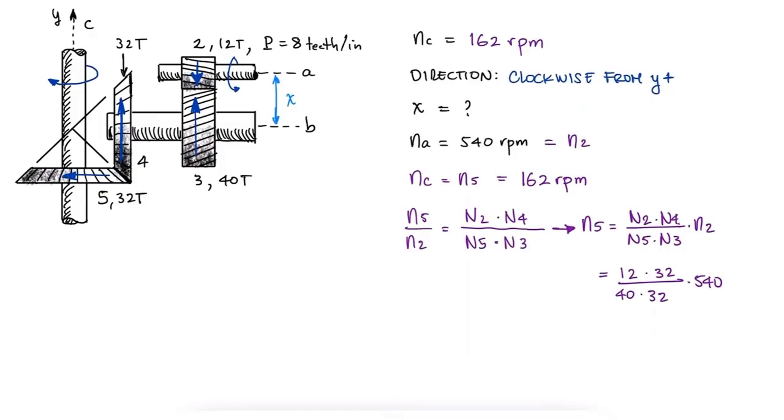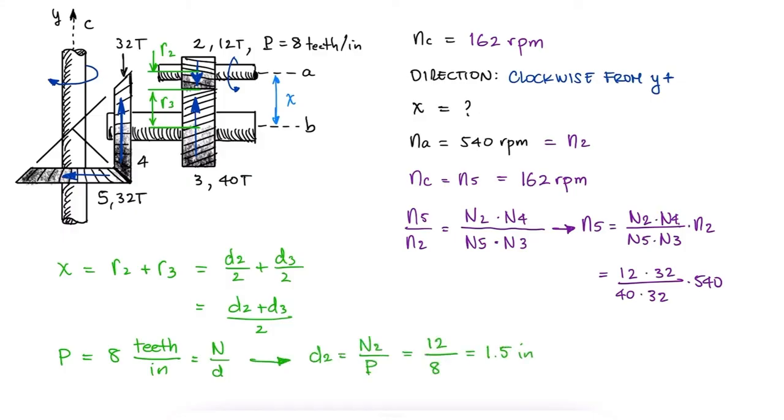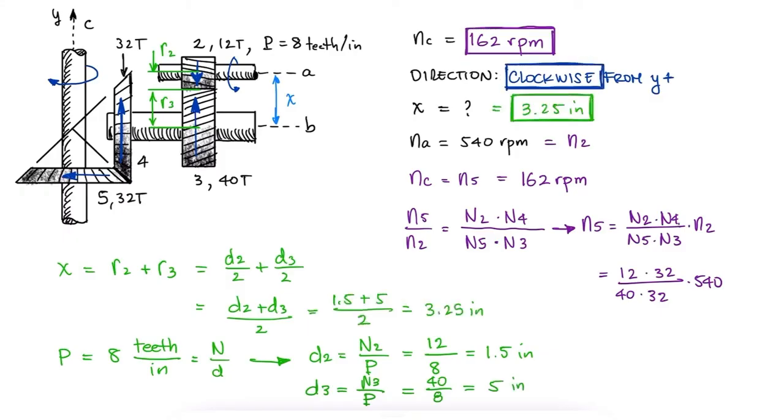For the distance x between shaft A and shaft B, we need the pitch radius of gear 2 and gear 3, or their pitch diameter. If their diametral pitch is 8 teeth per inch, and from the units we see that the diametral pitch is the number of teeth divided by the diameter in inches, we get that the diameter of gear 2 is 1.5 inches, and since the diametral pitch of gear 3 is the same for them to be compatible, the diameter of gear 3 is 5 inches. The distance between shafts is therefore 3.25 inches.